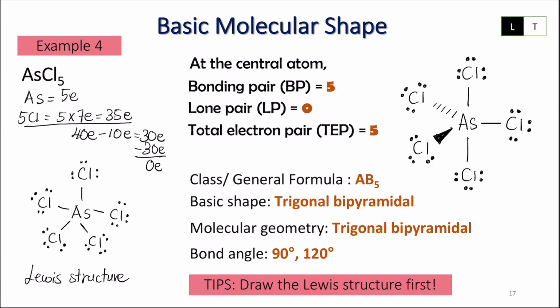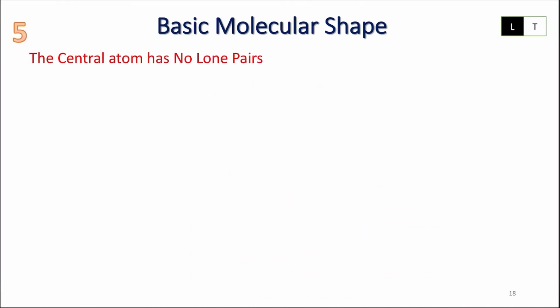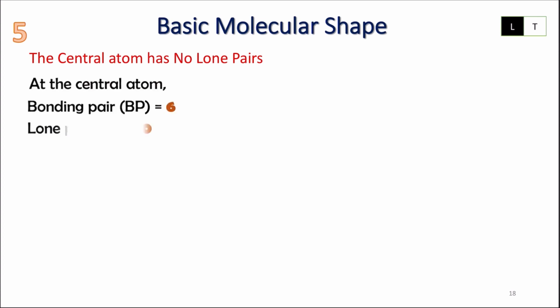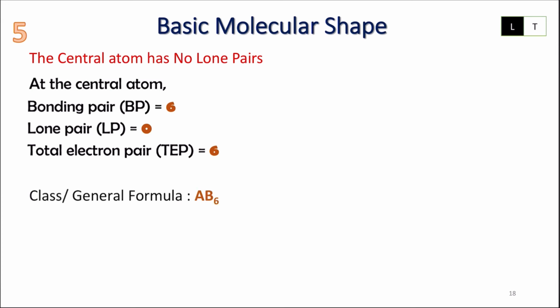And last but not least, don't forget to label the bond angle. So here is 90 degree, and here is 120 degree. So this is the molecular geometry for AsCl5. Let's go to the last basic molecular shape, where at the central atom you have 6 bonding pairs and 0 lone pairs. So the total electron pair should be 6, and the class is AB6.